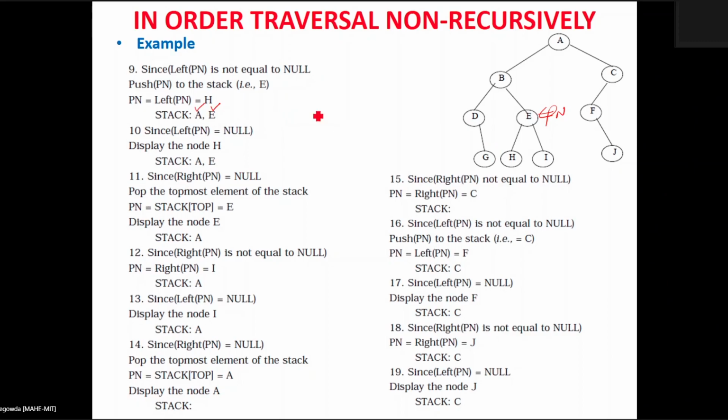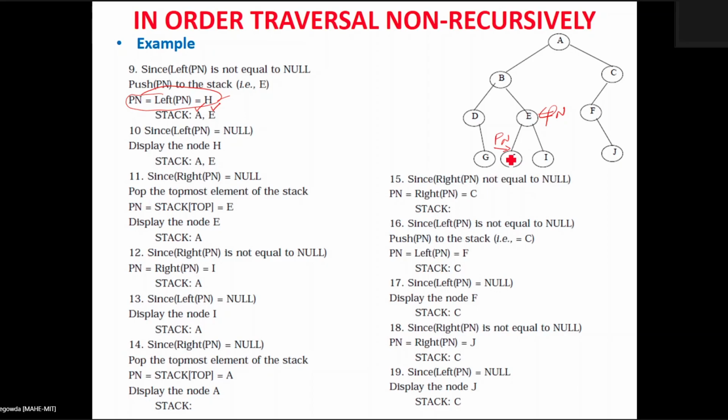Then after that, you have to advance the parent node. The parent node is currently pointing to E. Now you have to advance it to the left subtree, so that the address of H should be loaded into Pn. That is assigned over here in step number 9. Then after that, you have to test whether the Pn node is null or not.